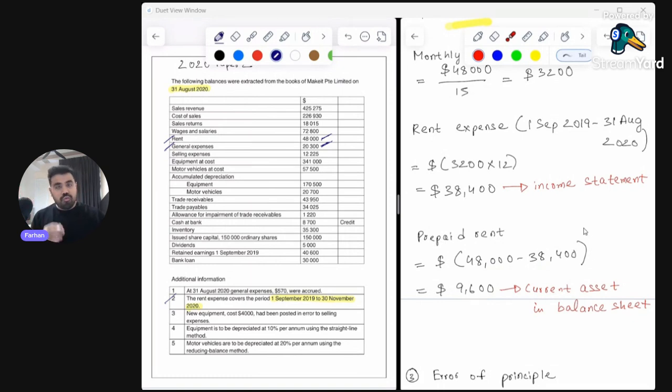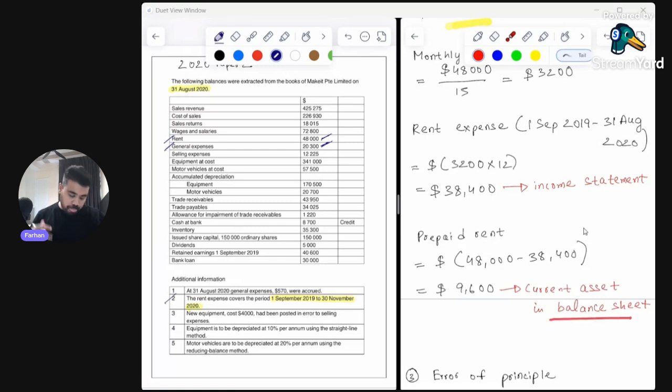So at 31st of August 2020, when you are to prepare the balance sheet, you are to report this $9,600 within the current assets section, because this is referring to rent payment in advance for the next financial year, and we still have not used the economic benefits that come with this prepayment. Okay, so make sure to report this amount as a current asset in the balance sheet.